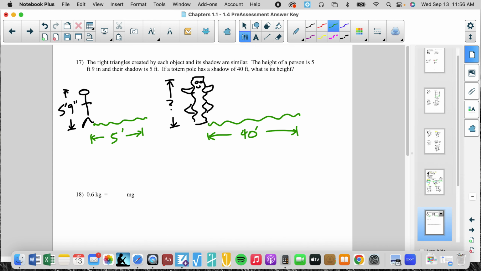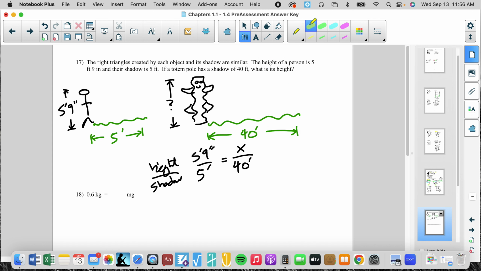So the first thing we're going to do is write a fraction. 5 feet 9 inches is to 5 feet shadow, as I don't know what the height is to the shadow of the totem pole. So this is the height of the objects, and the bottom one is the shadow of the objects. And 5 foot 9 and 5 deal with the human, and X and 40 deal with the totem. Now, we want a cross product.